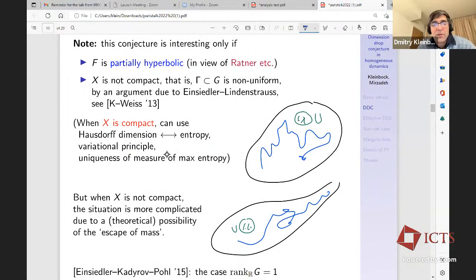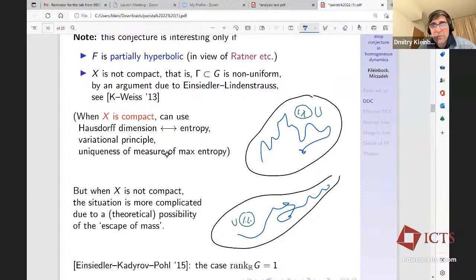Okay, so this actually was overcome in the case when the rank of G is equal to 1 by Ansidler, Kadyrov, and Paul. And what I want to talk about is the general proof, which is different from their proof. Okay, any questions?